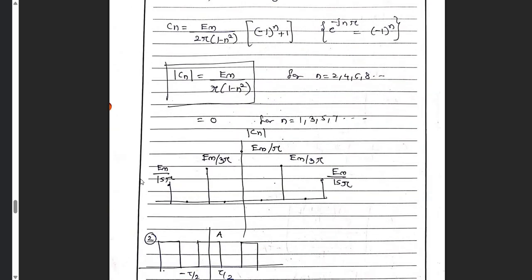So if you are supposed to plot the magnitude plot, then this modulus value, Em upon this, is for 1, 2, 3, 4, like that. For 1, 3, for all odd values you make it 0, 0, and for even values you can simply mention Em by pi, Em by 3 pi, Em by 15 pi, and so on. So like that, you can plot the magnitude plot for this particular function.